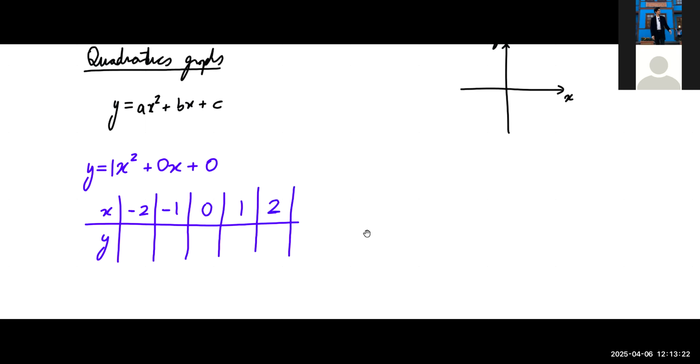Four. If x is minus 1, y will be 1. If x is 0, y will be 0. If x is 1, y is 1. If x is 2, y is 4. The reason is that y is simply x squared. So whatever x is, y is going to be the square of that.